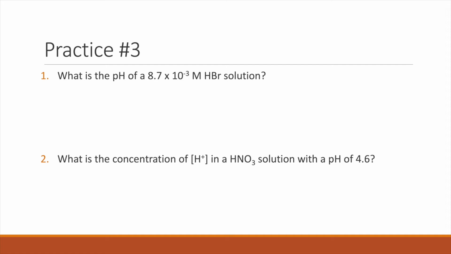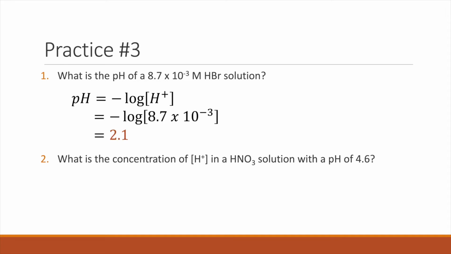Okay, hopefully you guys have had a chance to try out practice number 3. In number 1, it says, what is the pH of an 8.7 times 10 to the negative third molar HBr solution? So HBr is an acid, it's a strong acid, so I know that pH is going to be the negative log of that H plus, right? It's the same concentration as the acid. So negative log of 8.7 times 10 to the negative third gives me 2.1. Right? That makes a lot of sense. It's an acid, so its pH should be less than 7, and it is.